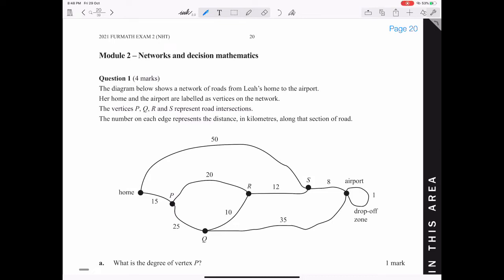Hi everyone, today I'll be going through the 2021 Further Maths Exam 2, the Networks and Decision Mathematics section.